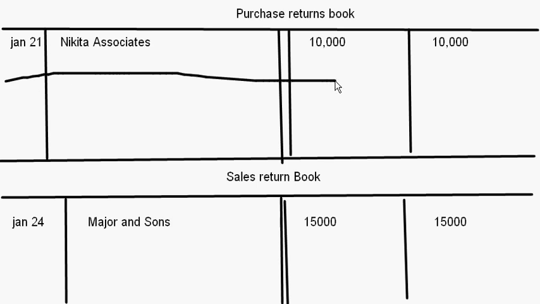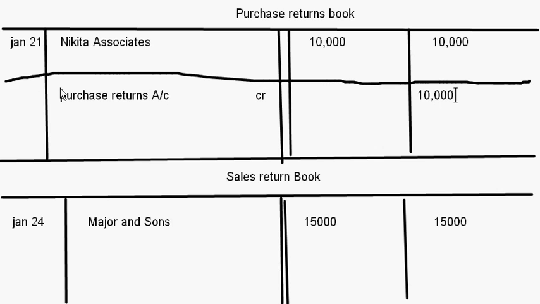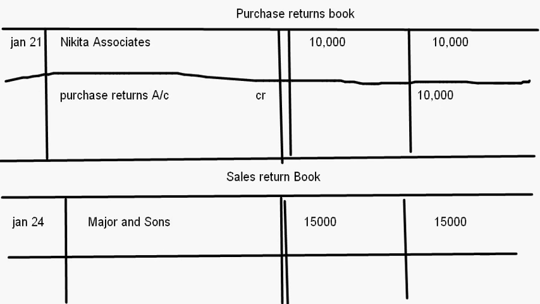sales return is a debit. So here you will write purchase returns account. Purchase returns is a credit and sales return is a debit, right? So here you'll have whatever is the total sales return account debit 15,000 rupees, right?